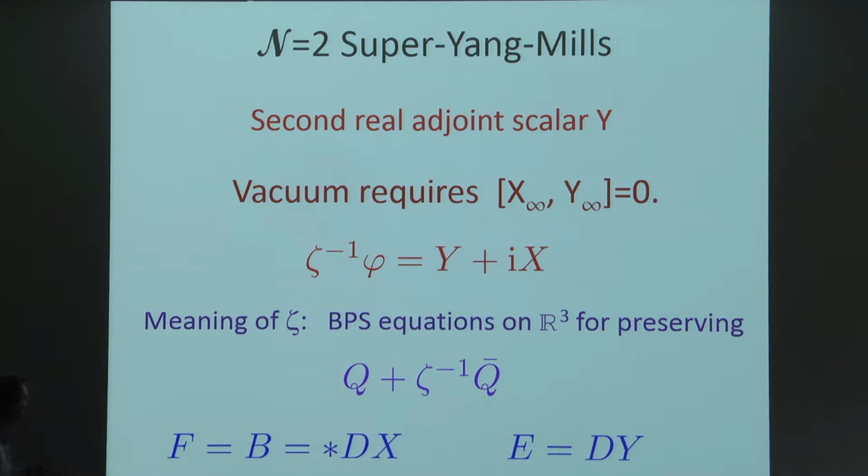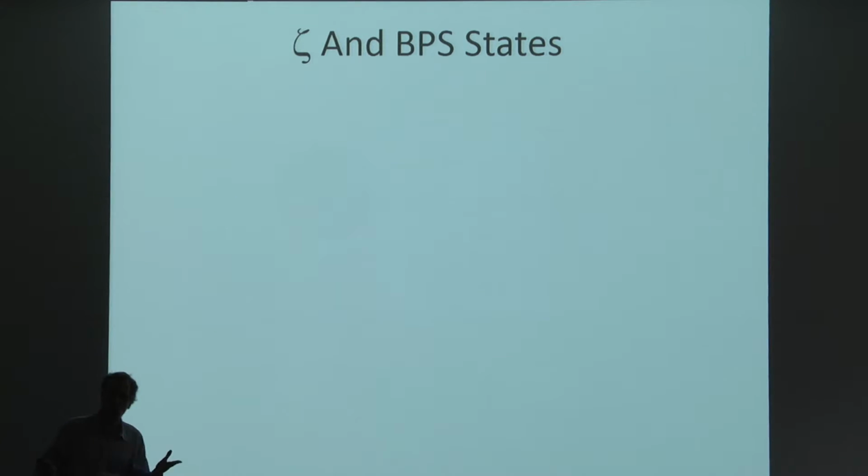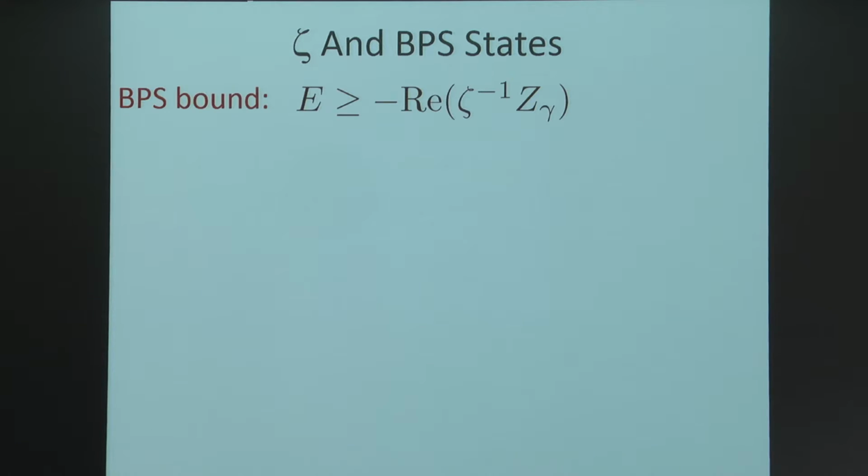So what's the meaning of a phase zeta? Well, you see, if you look at the BPS equations for this linear combination of supersymmetries, then if you define the real and imaginary parts to be Y and X, respectively, then the BPS equations fall apart nicely into the old Bogomolny equations for X and then some secondary equations for Y. Now, zeta also has a nice meaning in terms of BPS states.